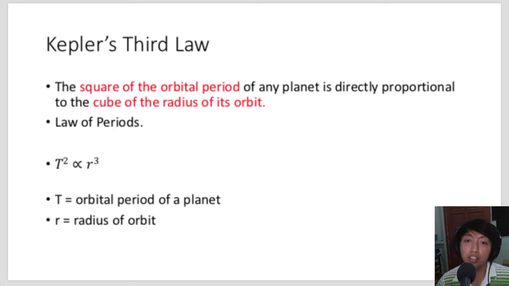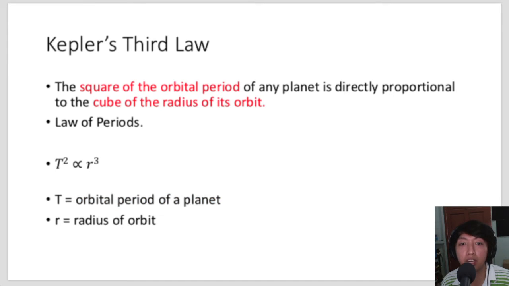states something like this. The square of the orbital period of any planet is directly proportional to the cube of the radius of its orbit. Orbital period meaning how long does it take for the planet to go around the sun? For example, our planet Earth, how long does it take to go around the sun? Well, we know it's about 365 plus 1 over 4 days. So 365.25 days to go around the sun one time.